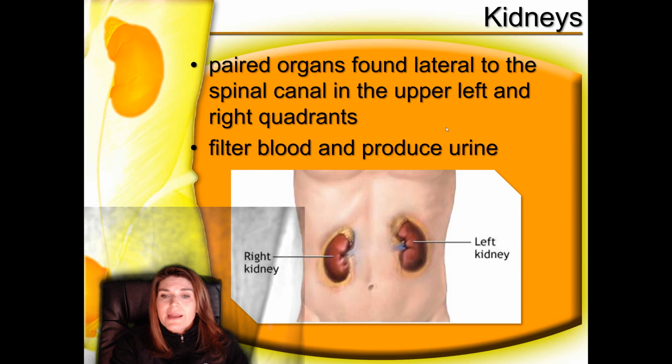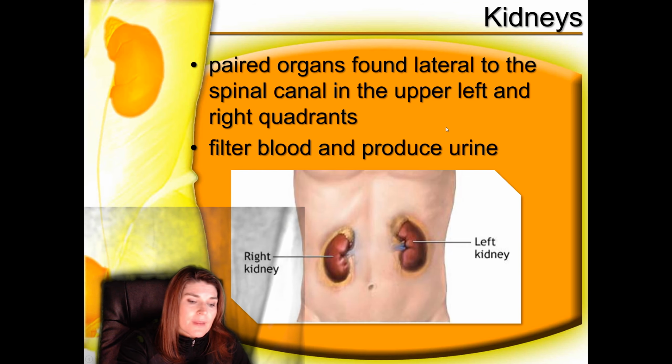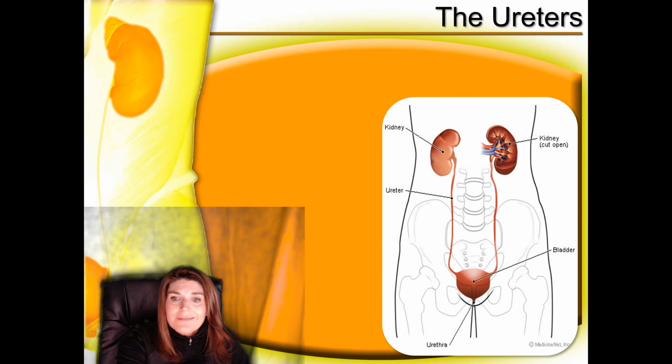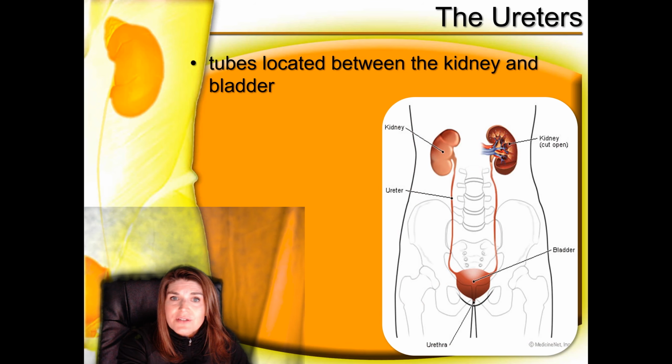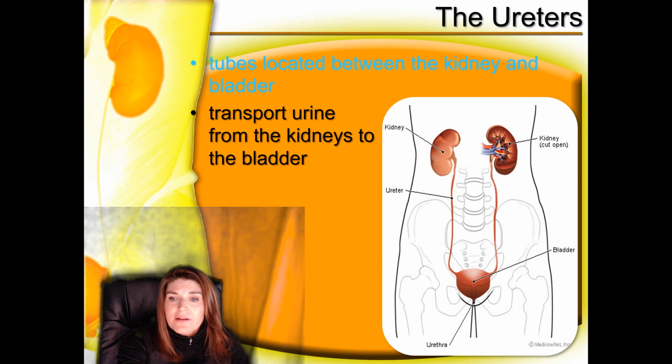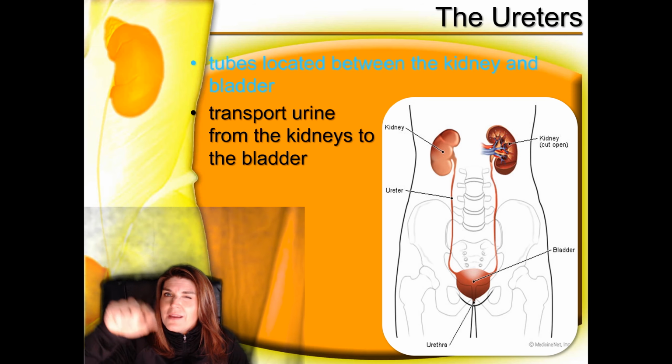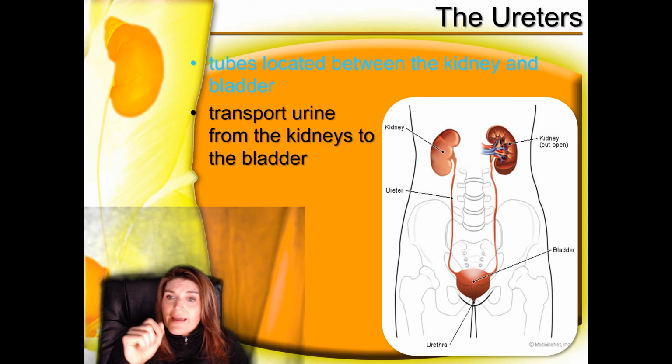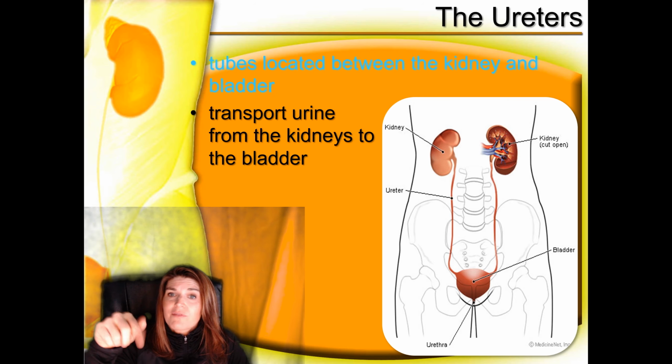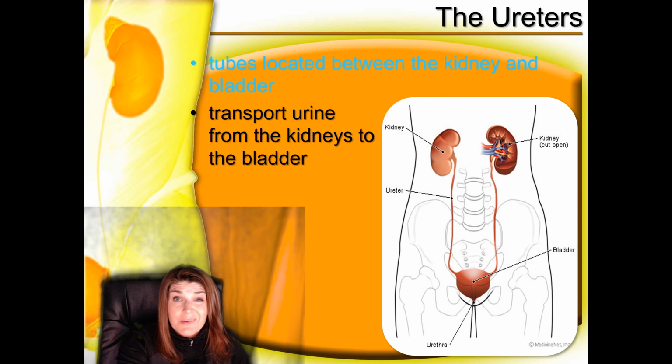They filter the blood and produce urine. So bada boom, bada bang. And then we get to the ureters. These are the tubes that connect the kidney with the bladder, and they're going to transport urine from the kidney to the bladder. So you can imagine, if you ever have a blockage in the ureter, that could be pretty painful and cause some backflow and things like that. We'll talk about that when we talk about kidney stones in a minute.